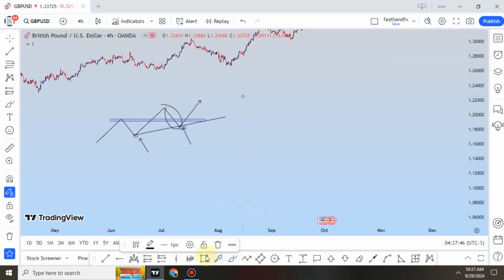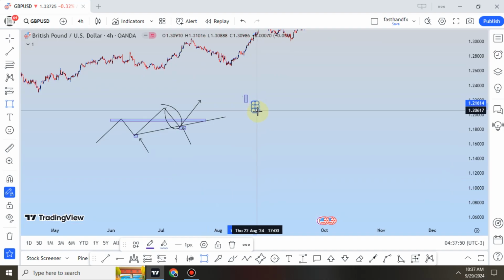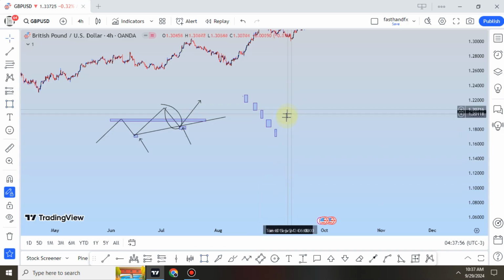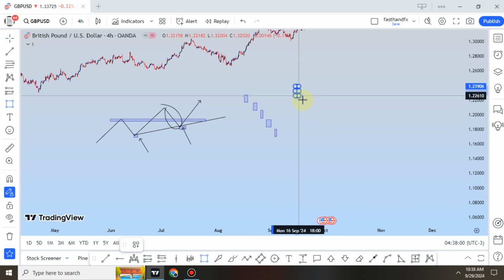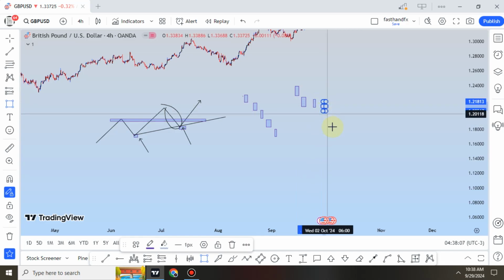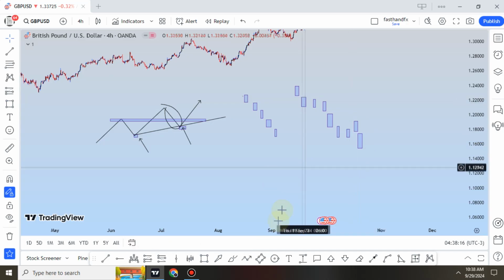Let me just draw this. Candlesticks after candlesticks. It's a pullback, something like this. Candlesticks after candlesticks, something like this, right? And sometimes the market might give you a pullback like this: candlesticks, candlesticks, candlesticks, candlesticks, something like this. Something like that. I hope you guys understand that.